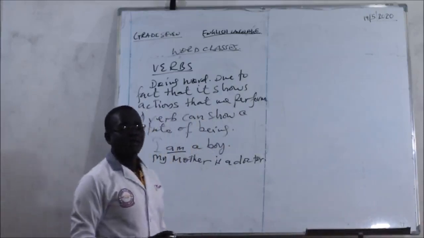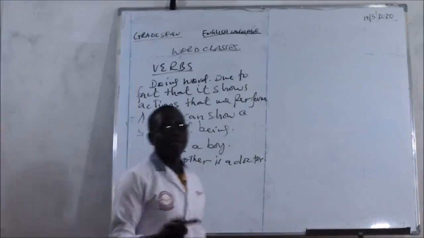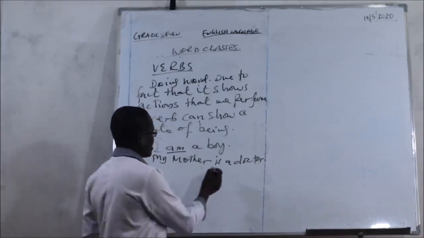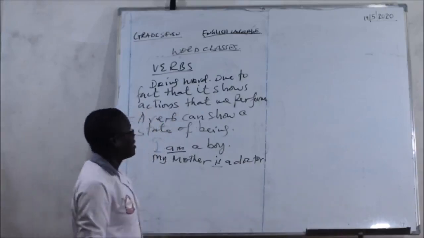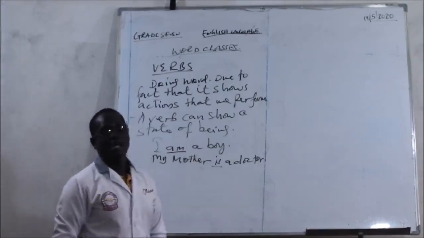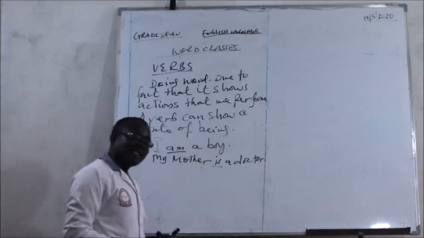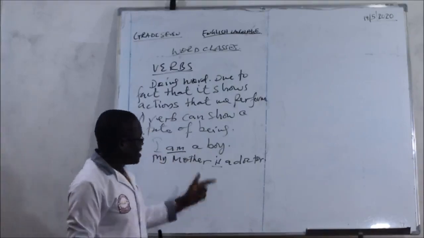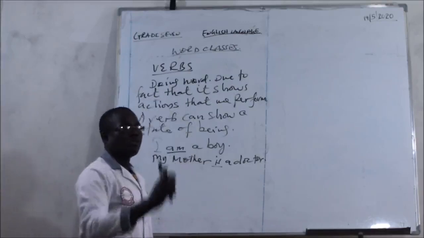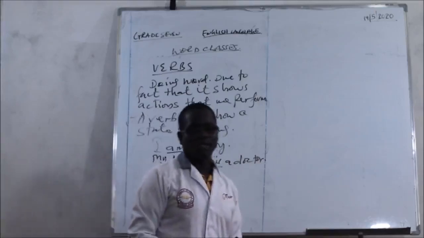Like what I said previously, when we are showing a state of being, we normally use helping verbs. Now, in our sentences here, we have the first sentence, I am a boy, and my mother is a doctor. Am and is are helping verbs. They are verbs, but we are getting them from the main source, which is a verb. Now here we can use a verb to show the state of being.